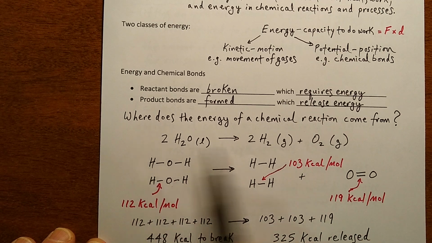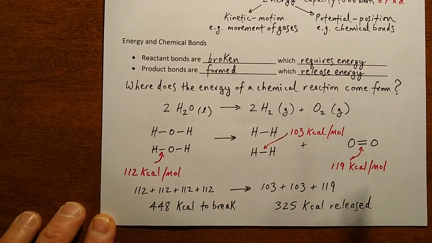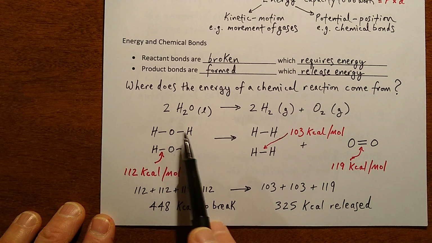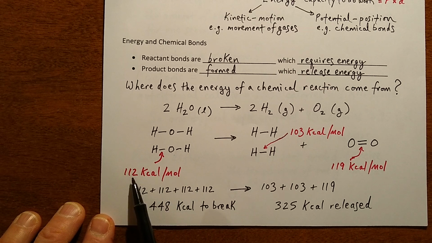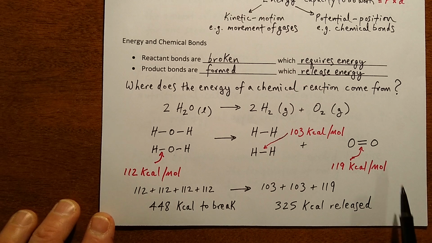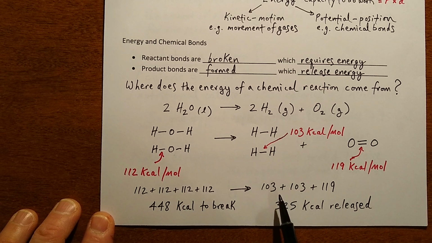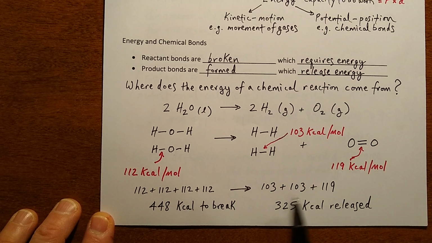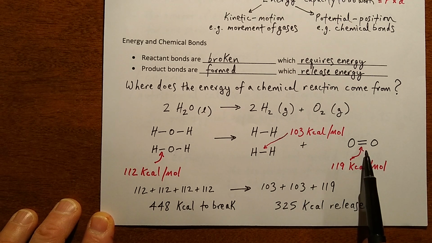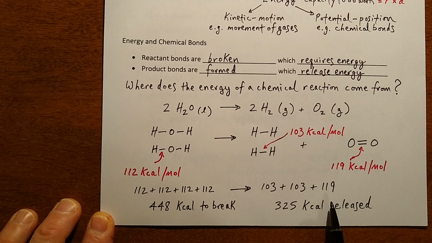So the energy change in a reaction is simple to calculate. All you need to do is add up the energy it takes to break all the bonds. In this case, we're breaking 4 OH bonds, so that's 112 times 4, which is 448. And you get back twice the energy of a hydrogen-hydrogen bond, 103 twice, plus the energy of an oxygen-oxygen double bond. Those numbers add up to 325 kilocalories.